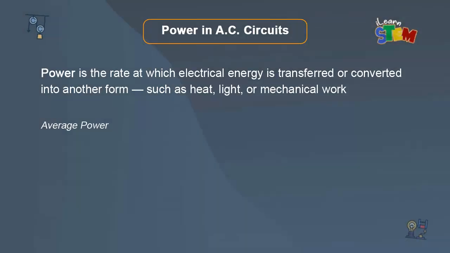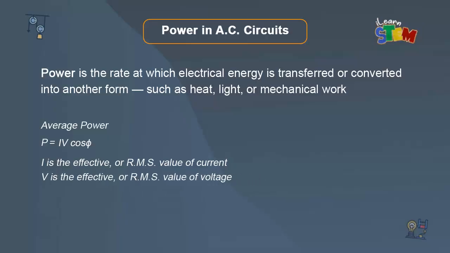The average power consumed in an AC circuit is given by the expression P equals I times V times cos phi, where I is the effective or RMS value of current, V is the effective or RMS value of voltage, and phi is the phase angle between voltage and current. Cos phi, also called the power factor, shows how much of the power is truly useful.